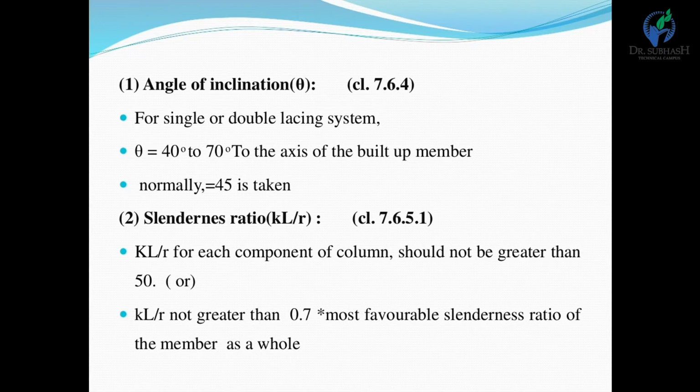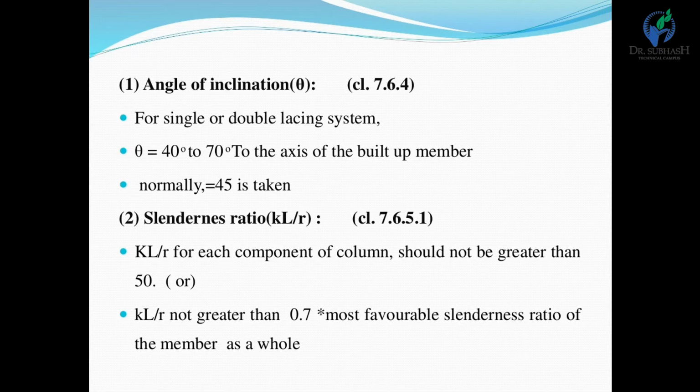So theta may be 40 degrees to 70 degrees to the axis of the built-up member. Normally we take theta equal to 45 degrees. Why? Because throughout the column your lacing bars should be an equal number, so you can arrange them uniformly at 45 degrees. So generally we take theta equal to 45 degrees, but it may vary from 40 to 70 degrees.